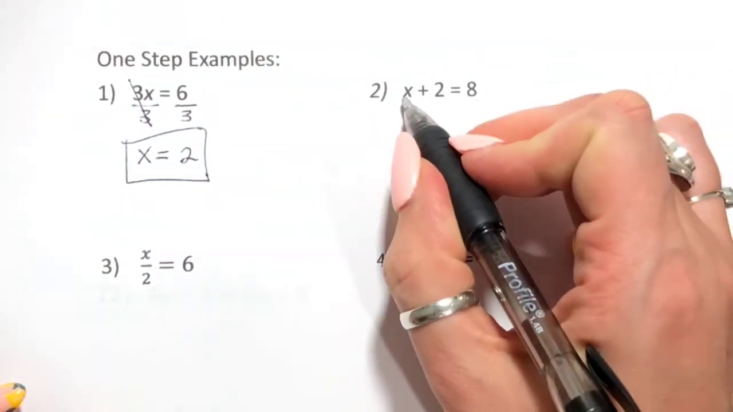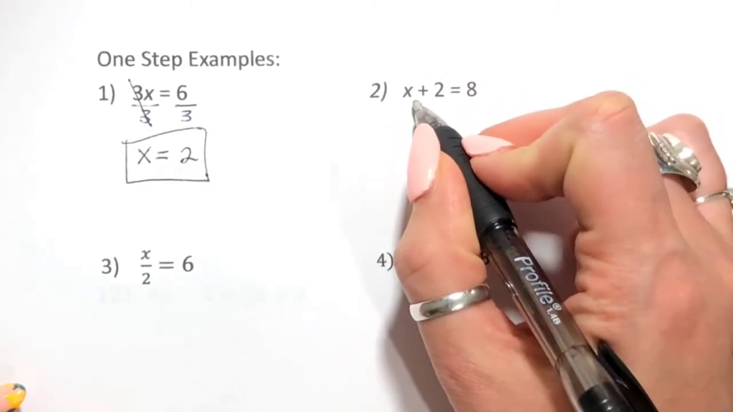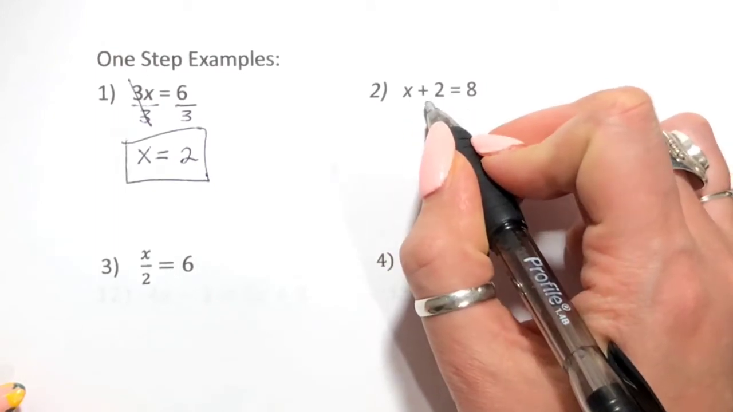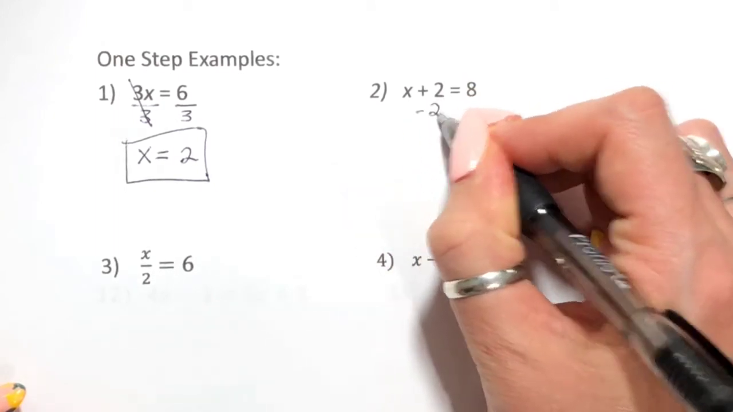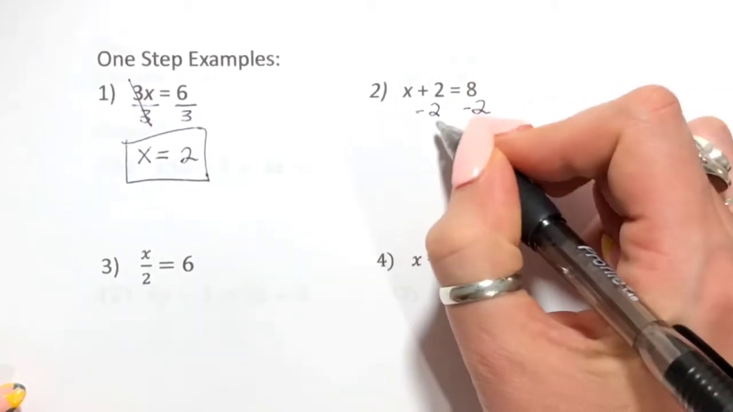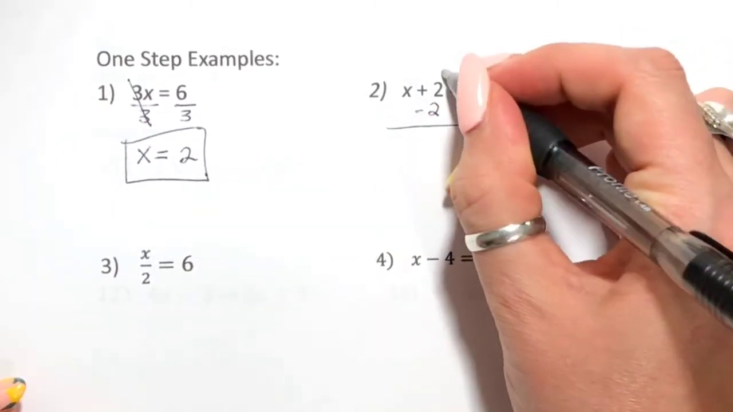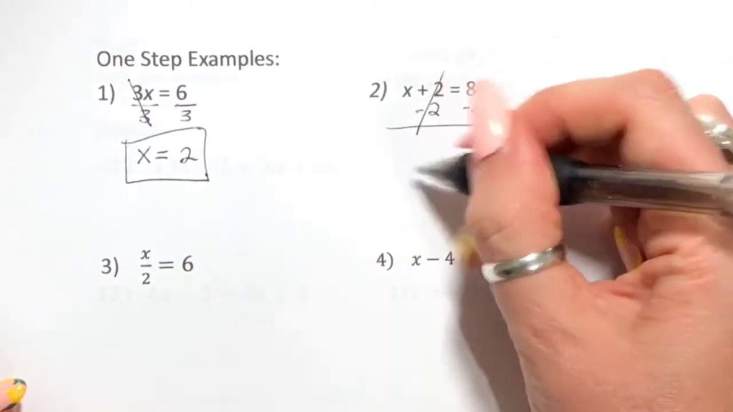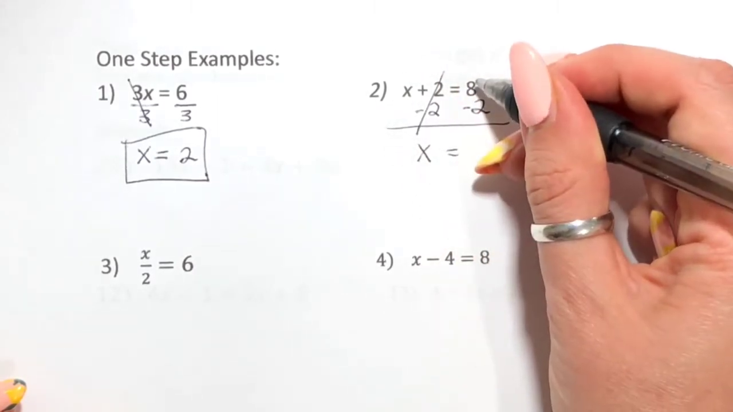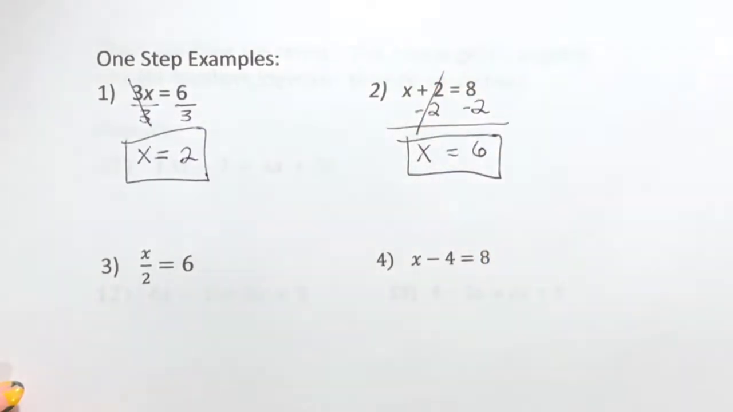So on this one, if I'm solving for x, again, to isolate it, I need to get rid of everything that's with it. So right now, the only thing that's with the x is this plus 2. So the opposite of adding 2 is subtracting 2. So if I subtract 2 on this side, I also need to subtract 2 on the other side. And then I usually put the little line underneath it. Those cancel, and then the only thing left on the left side is x. And then on the right side, we have 8 subtract 2, which is 6. So x equals 6 is our answer.